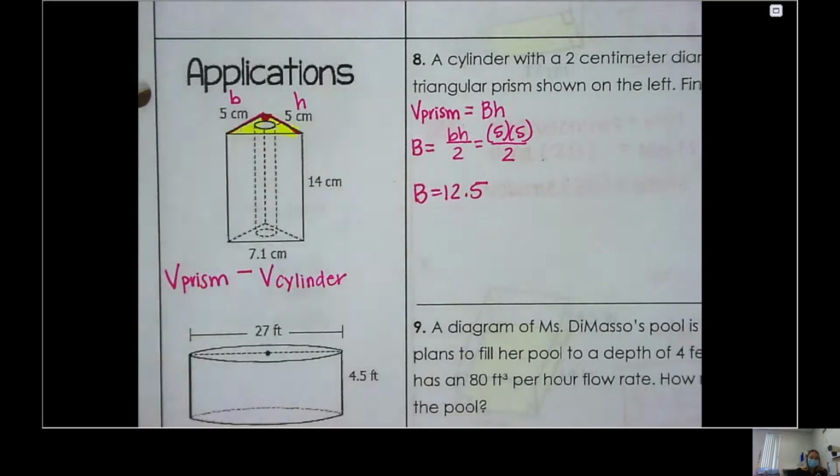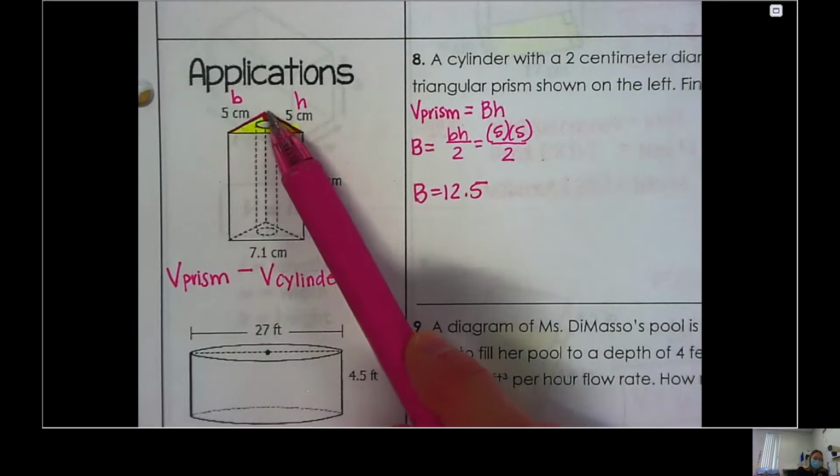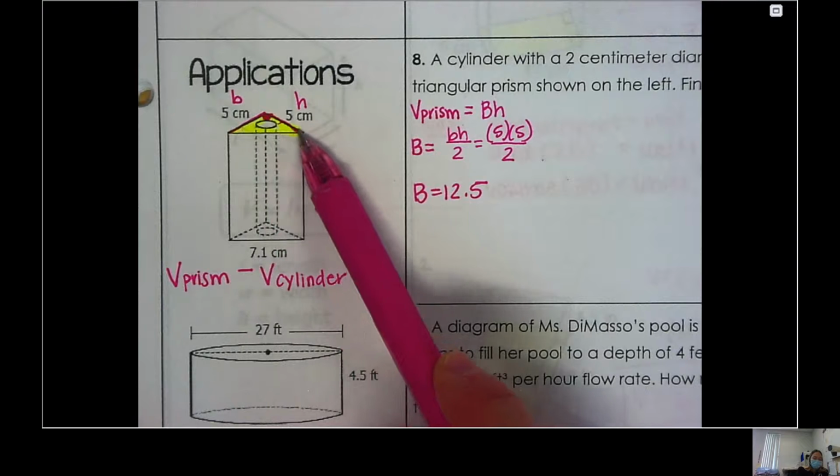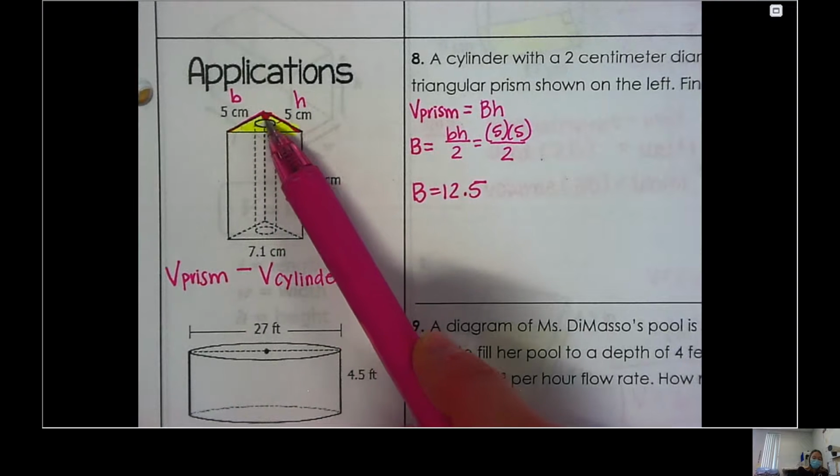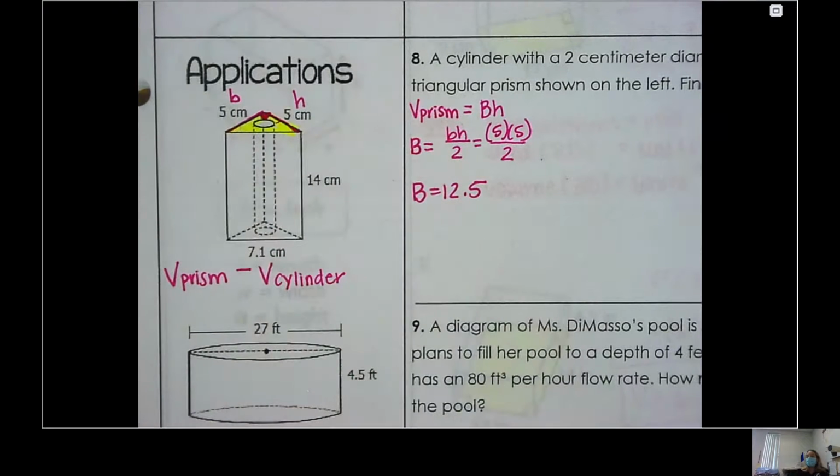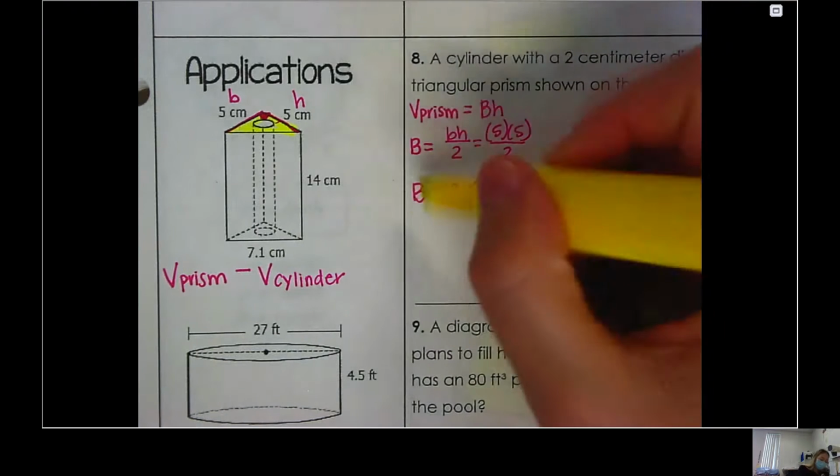The base of the triangle at the bottom was 5. The height of the triangle at the bottom was also 5. So it's the 2 numbers that go along with the 90 degrees. We multiplied those 2 numbers and divided by 2. So 5 times 5 gave me 25. I divided by 2, I got 12.5.